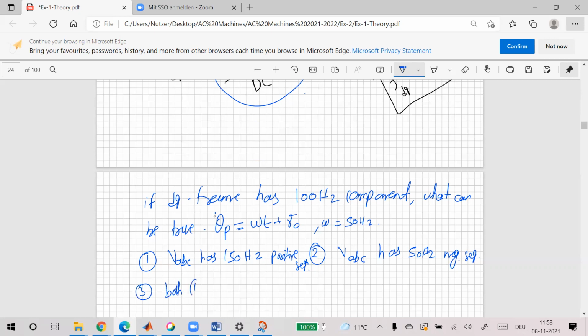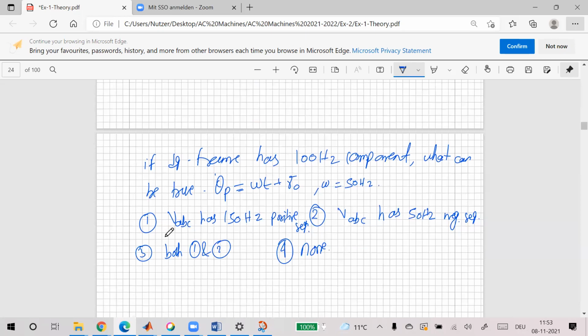Both 1 and 2, none. 1 and 2. I think both. Both.